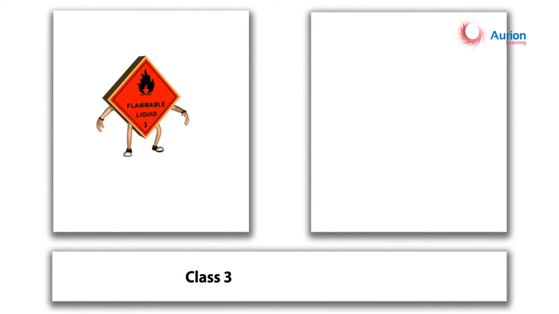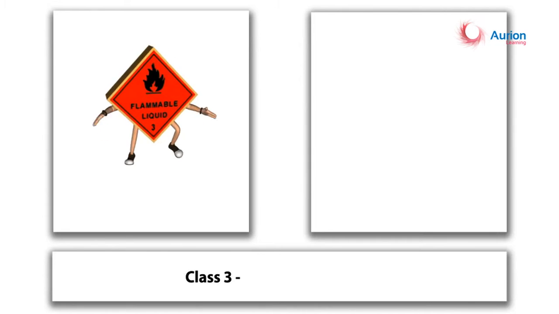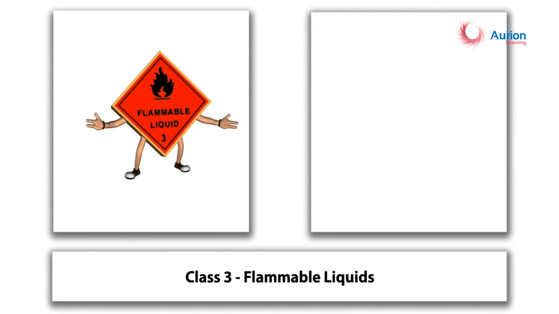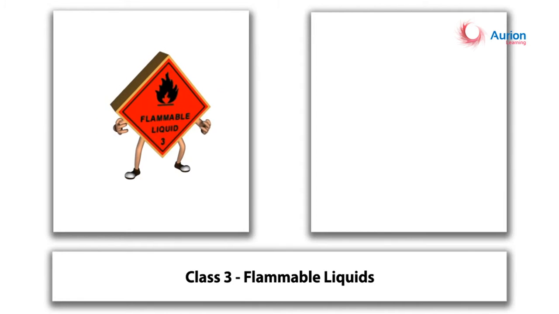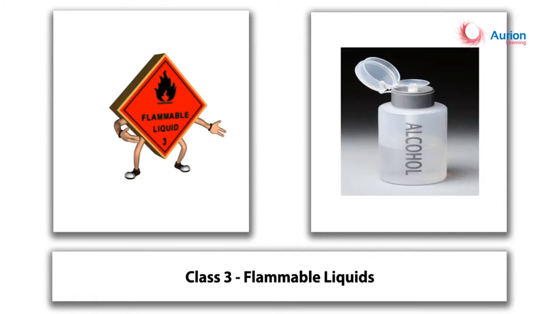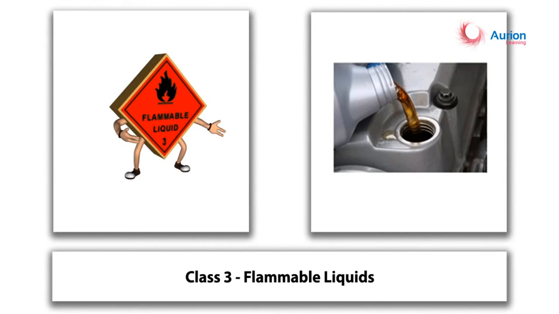Moving on to Class 3. Class 3 comprises of flammable liquids and is not further divided into any classes. Example of flammable liquids are paints, liquids containing alcohol, acetone, fuels such as petrol, diesel, etc.